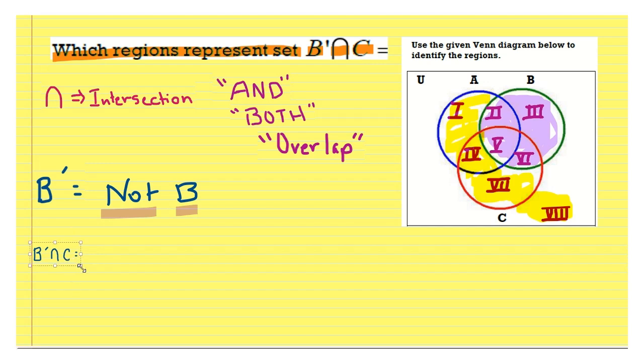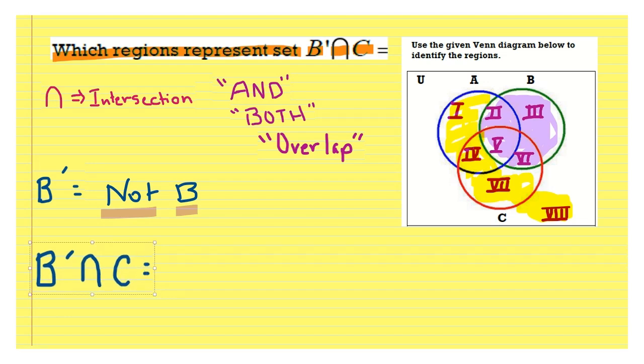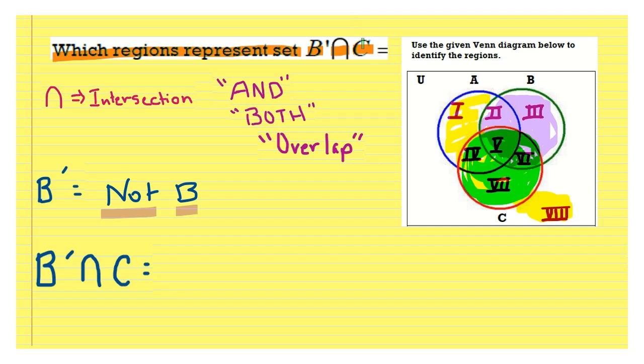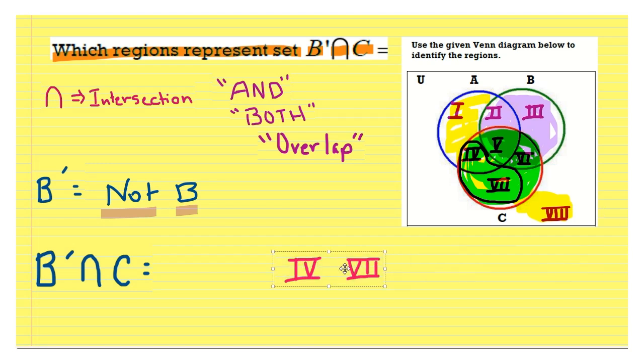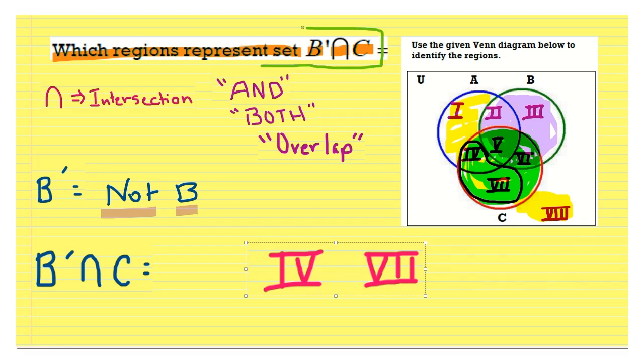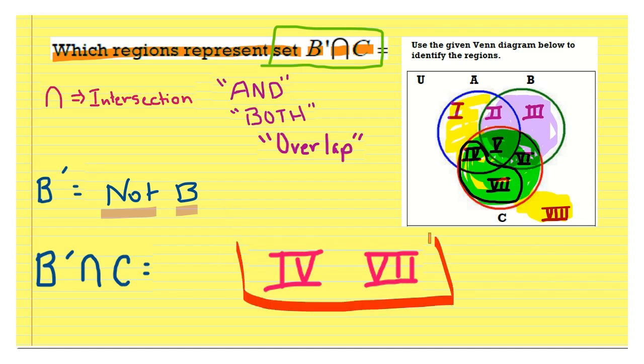But our final question is what is the intersection B prime with C? So that means we need to look at the regions that include C. Well, C actually includes all of this, all of circle C. So when I color that in, I'm now looking for where is it green, which represents set C, and where is it also yellow, which represents not B. And that area is going to be right here. It is going to be regions 4 and 7. So 4 and 7 will be the regions that represent the set B prime intersected with C. So this is the final answer. B prime intersected with C.